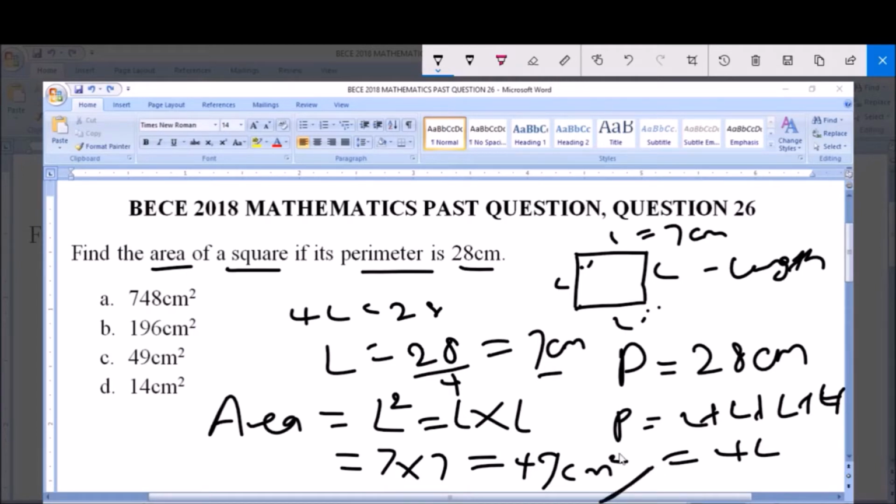49 centimeters square. Now option A says 748, which is wrong. B says 196 centimeters square, which is wrong. C says 49 centimeters square, very correct, and D says 14 centimeters square, very wrong. So the answer to this question is C, 49 centimeters square.